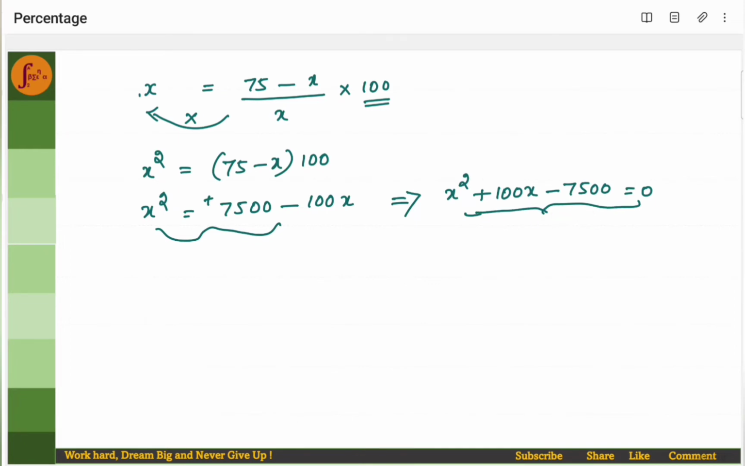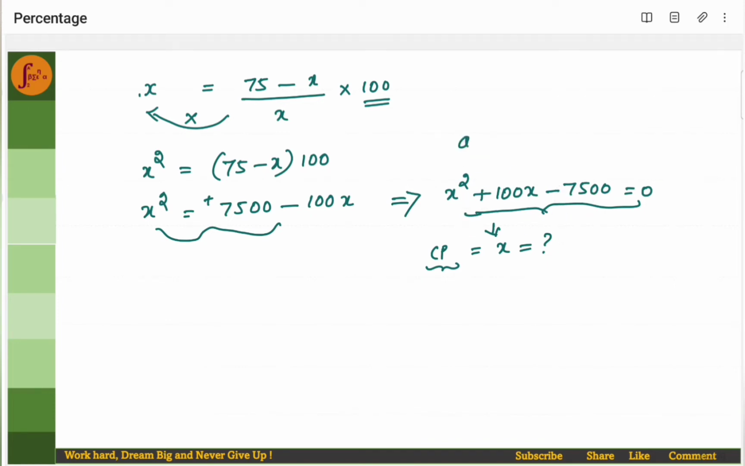This is an equation. Now from this equation, I have to find the values of X, because X is equal to cost price. That's what we assumed. So we have to find this value. Only then we will be able to find cost price.